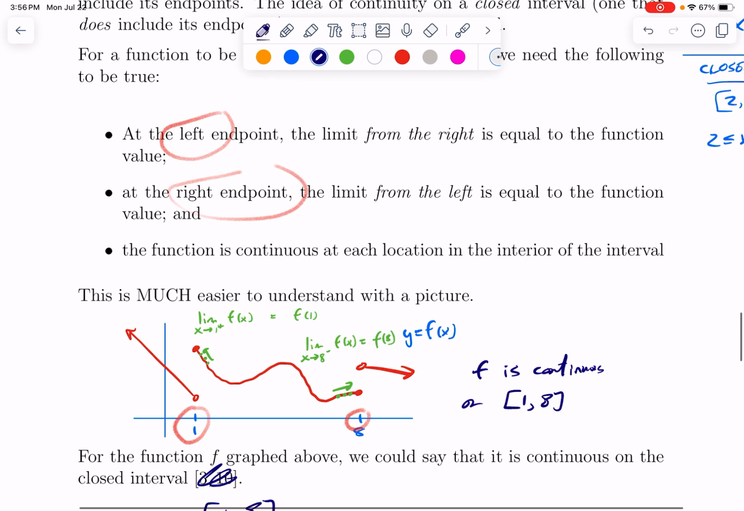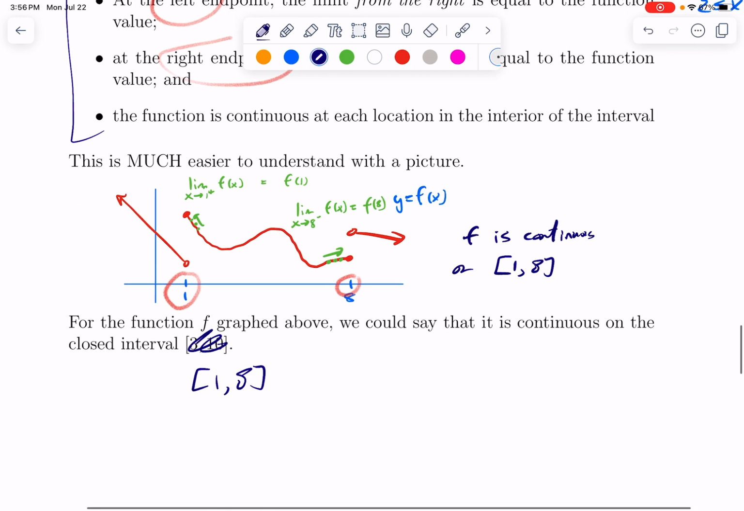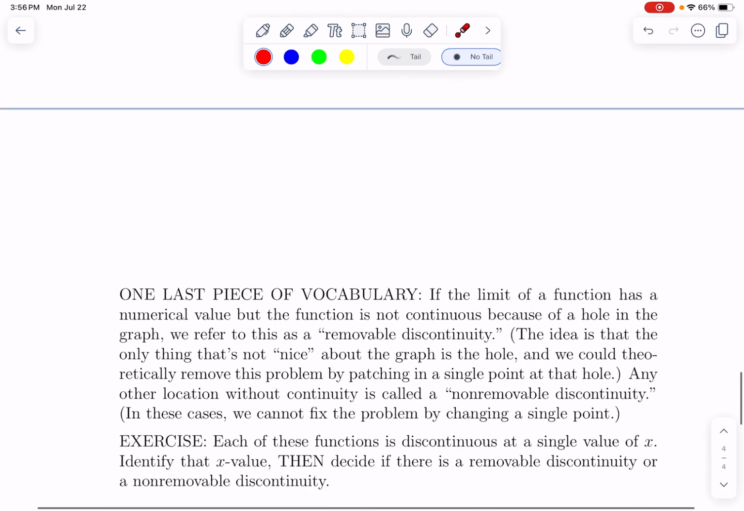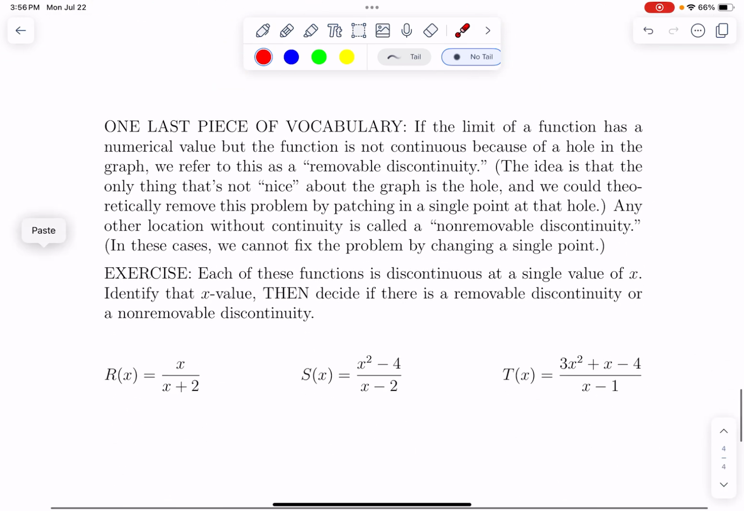I don't really care if you memorize all of this, but I want you to know what it looks like. If we're very strictly starting at this endpoint and ending at that endpoint, we can draw that portion of the graph without lifting our pencil, even if we'd have to immediately lift it to keep going. That's the notion of continuity on a closed interval. Okay, one last piece of vocabulary.